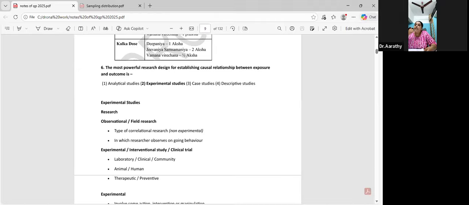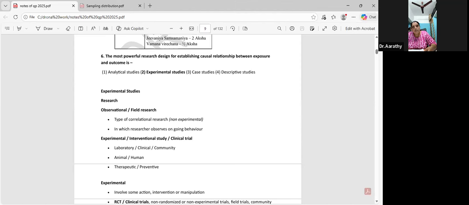So, generally, research studies are divided into two elaborate ones. One is observational study and the other one is experimental study. Observational study, as the name suggests, you just observe things and you come to a conclusion. While in observational studies, you don't interfere with anything. Any sort of interference you cannot do in observational studies.